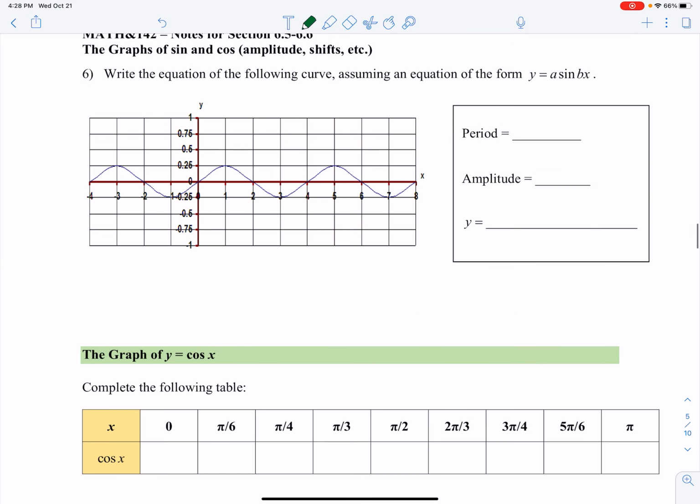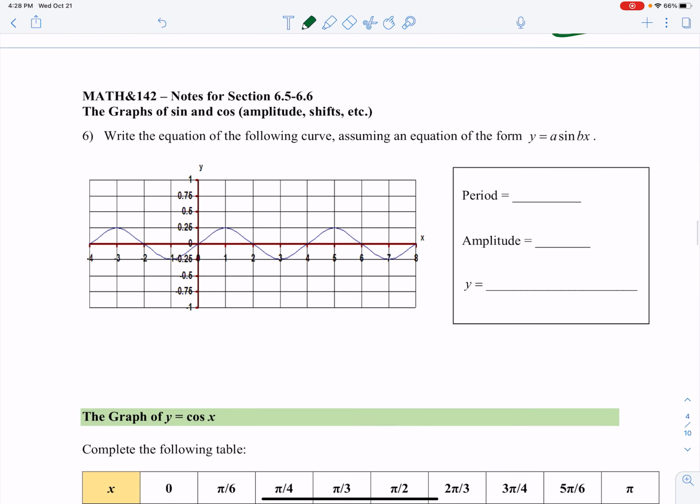All right, let's look at another one. Again, this is starting at 0, 0 and heading upwards, so I know that this is a sine graph again. I notice that it goes through one full cycle after 4 units, so the period itself is 4. The amplitude looks like it goes up to 0.25 and down to negative 0.25, so I'm going to say the amplitude is 0.25. Now I can put these pieces together to get the equation of the curve. That's 0.25 sine.